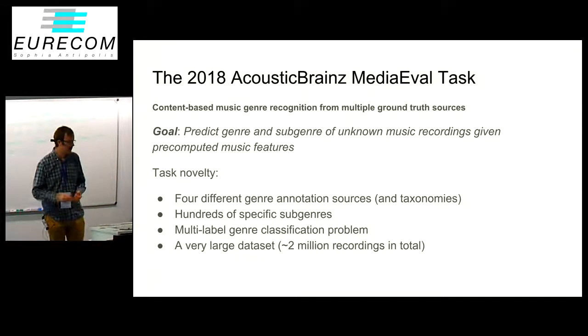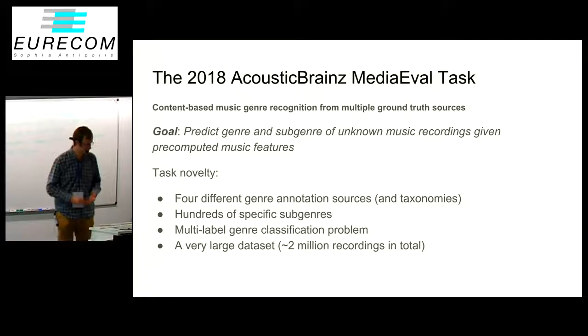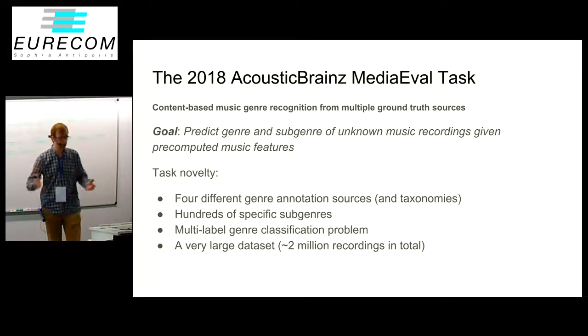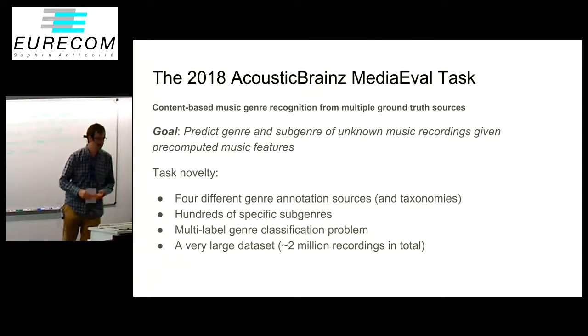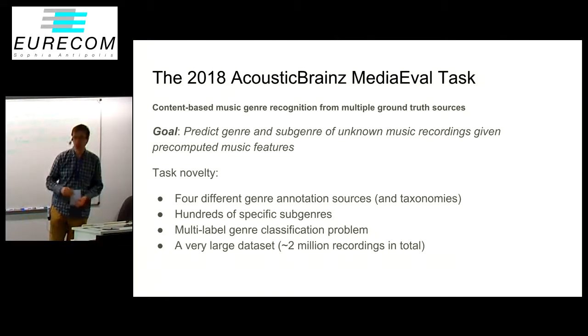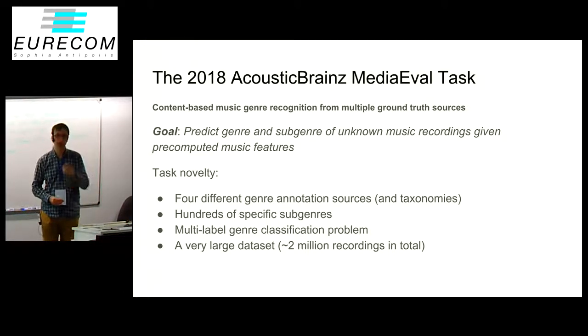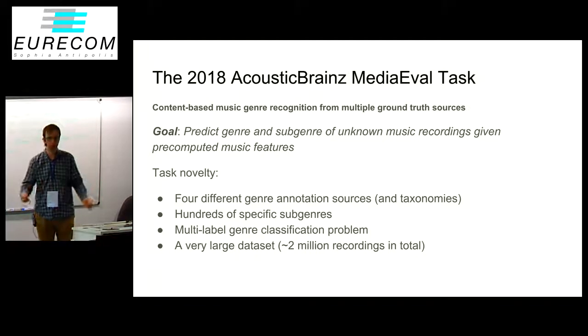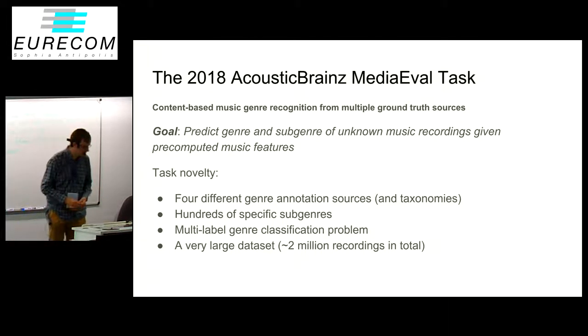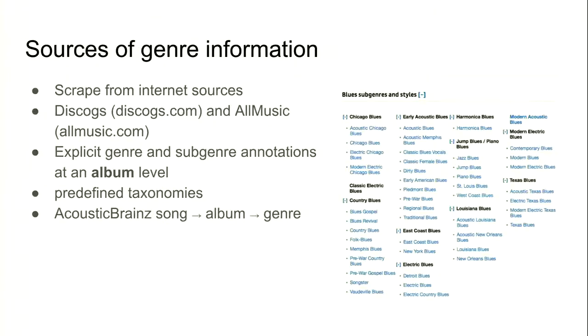So we have genre annotations from 4 different distinct sources. We've got hundreds of specific subgenres instead of 10 broad genres. We're treating it as a multi-label classification problem, so we're saying that perhaps the correct answer could be one of a number of labels or many labels at the same time. And we're providing a very large data set, so instead of just a few thousand training samples, we're giving over 2 million training samples.